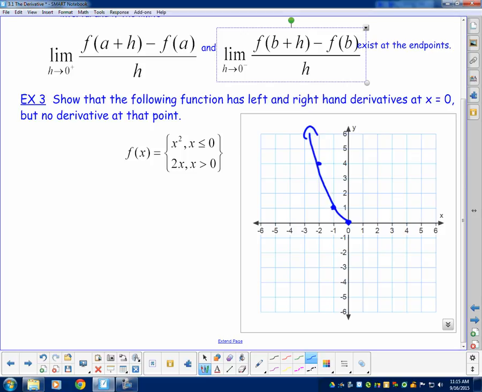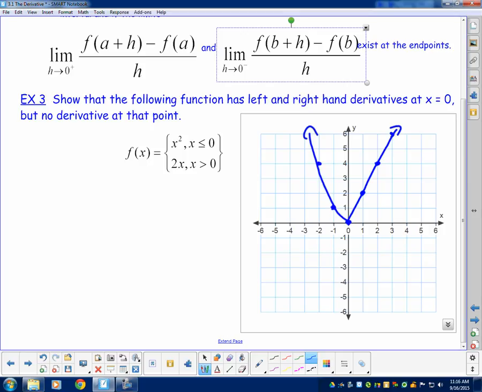If I plug in 0, I get 0. If I plug in 1, I get 2. If I plug in 2, I get 4. If I plug in 3, I get 6. So would you agree this is a continuous function based on its piecewise definedness? Definitely continuous. But I'm going to claim that the derivative does not exist at x equals 0. And there's a reason for that. We'll talk about that after we do the algebra here.